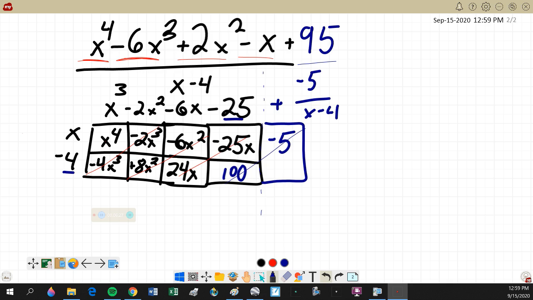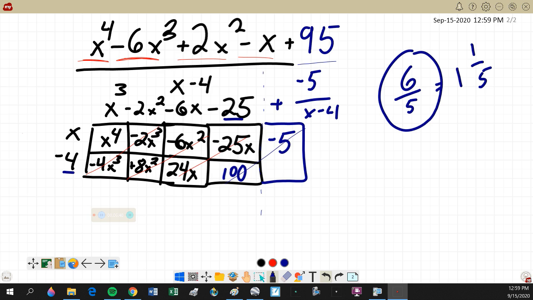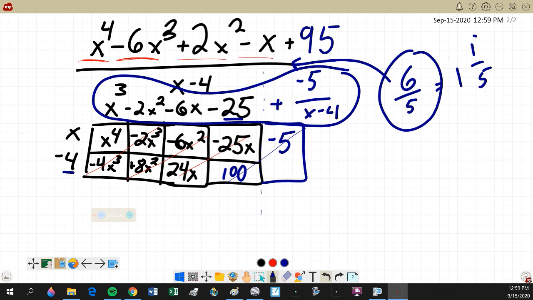Does that make sense? Okay. And if I had something like 6/5, that's the same as 1 and 1/5. We refer to that as an improper fraction. So this, the original problem, is the improper fraction, and the resulting answer, this stuff here, is the mixed number. And they're exactly the same. If you were to type them into your calculator and graph them, they will look exactly the same.